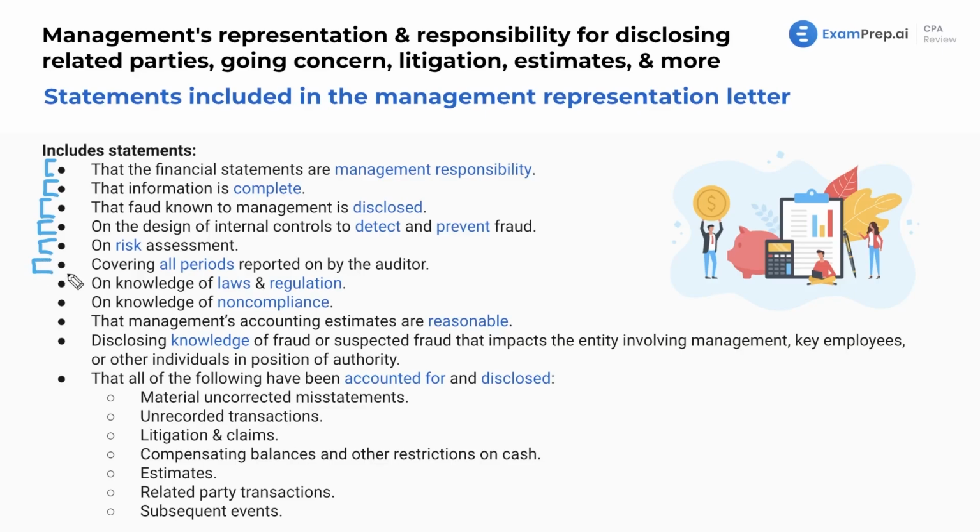On how they assess risk, covering all periods reported on by the auditor. It's going to say this was an audit of, let's say, year 1 and year 2. Knowledge of laws and regulations and non-compliance with said laws and regulations. That management's accounting estimates are reasonable.